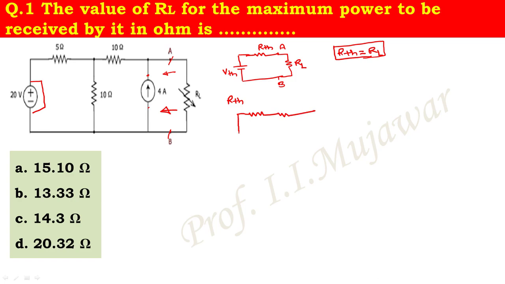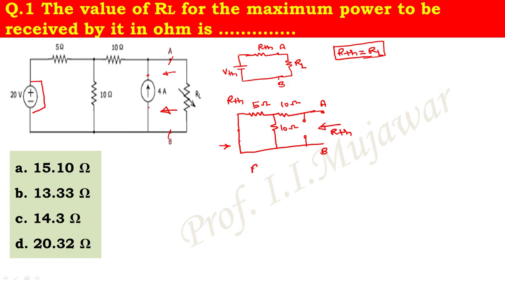So this voltage source is replaced by a short, whereas this 10 ohm resistance is as it is, and this current source is replaced by an open circuit. So these are the 2 points A and B. Looking back into the network, how do we measure RTH? These values are 5 ohm, 10 ohm, and this is 10 ohm. Since I want to measure the resistance from right to left, my simplification should be from left to right.